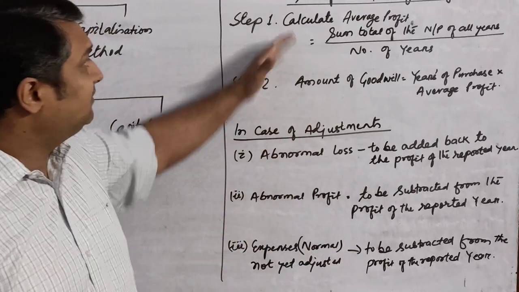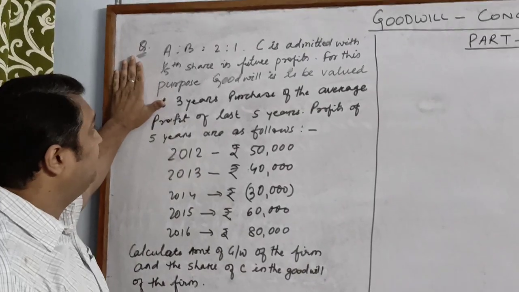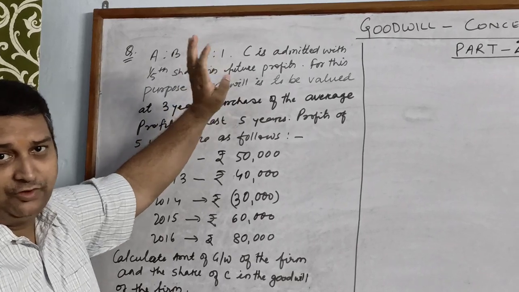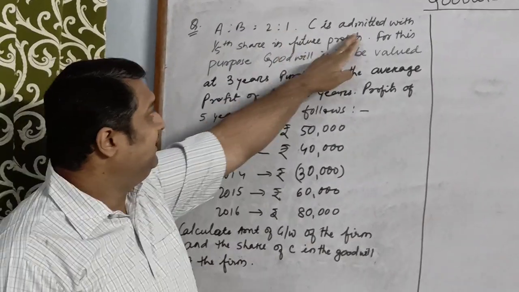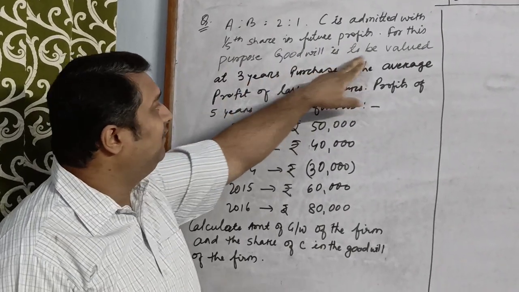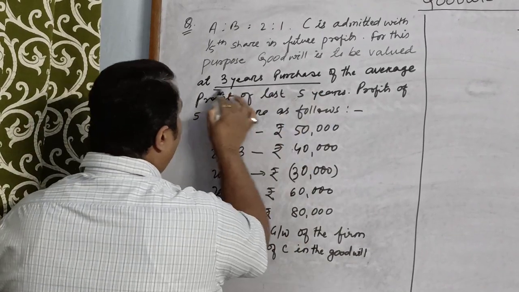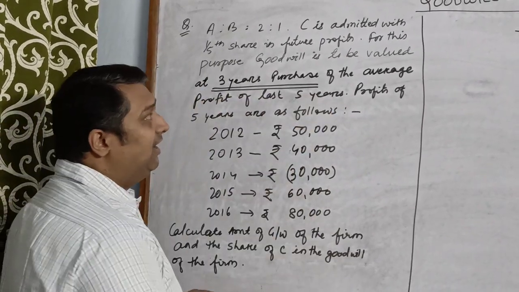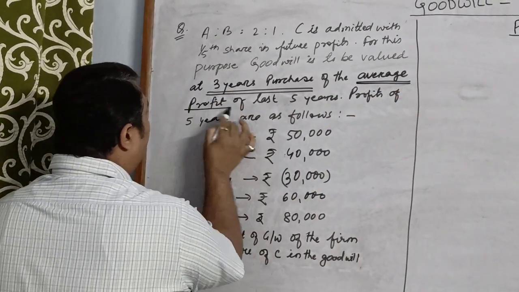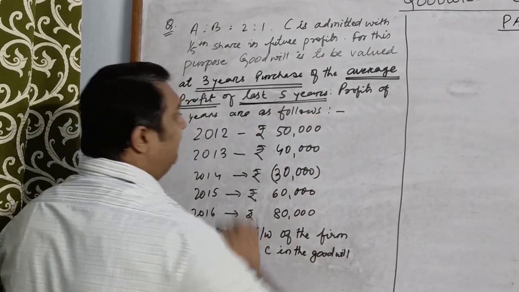Now, we will see a sum based on simple average profit method. Here is a question which I have taken. As you can see, there are two partners A and B sharing profits and losses in the ratio 2:1. C is admitted with 1/5 share in future profits. For this purpose, goodwill is to be valued at 3 years purchase. Please underline the number of years of purchase because that will help you in solving the sum of the average profit. This is the method which tells you which method to follow and how many years average profit.